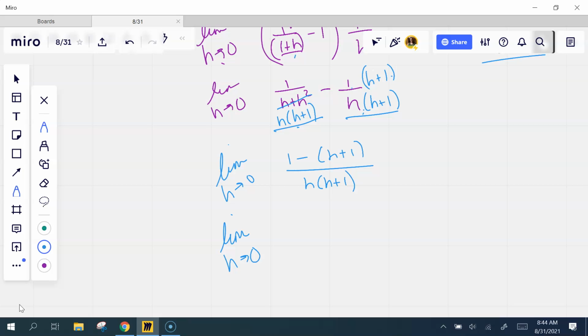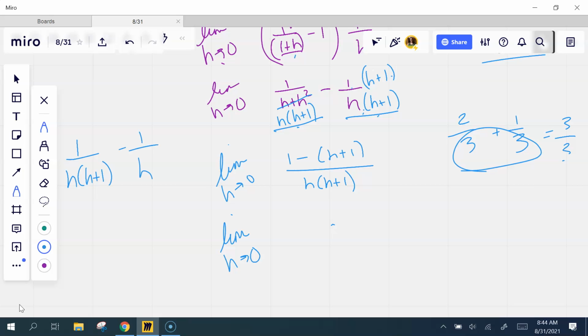Because what happens when you combine fractions with a common denominator? If I have 2/3 plus 1/3, it'd be 3/3. So you leave the bottom the same and combine the top. If I have 1 over h times h plus 1 minus 1 over h, and I need them to have the same denominator, what can I give the second fraction to make it look like the first fraction? An h plus 1. But if I do it to the bottom, I also must do it to the top.